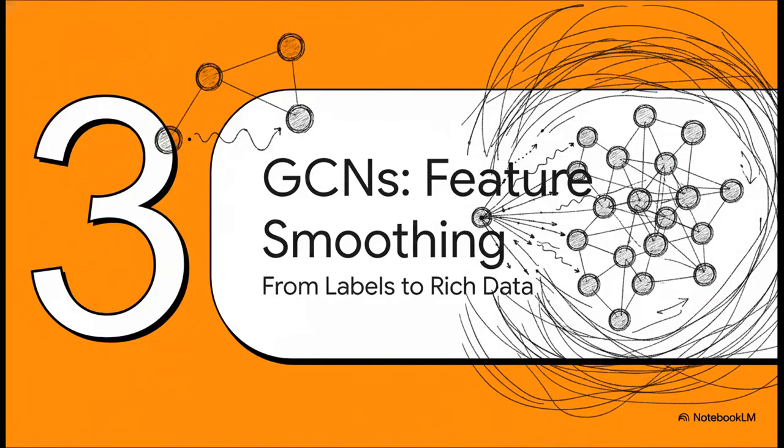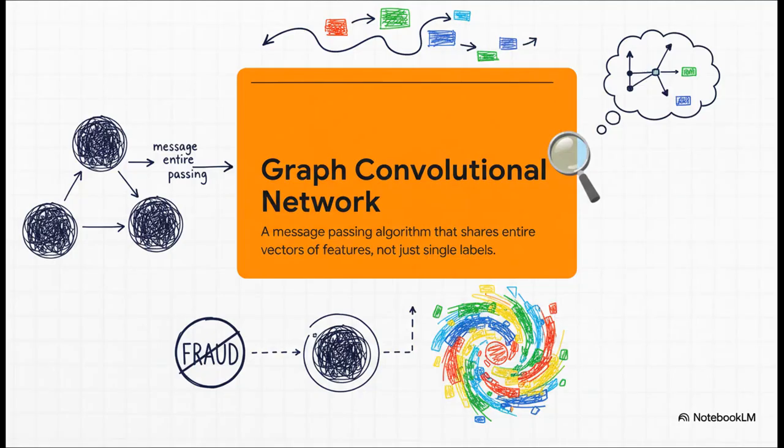Okay, so that's label propagation. It's a fantastic idea, but it's a little basic, right? It's only passing around one single piece of info, like a fraud tag. This is where GCNs come in. They take that exact same idea of message passing and basically give it superpowers. All right, so here's the absolute game changer.